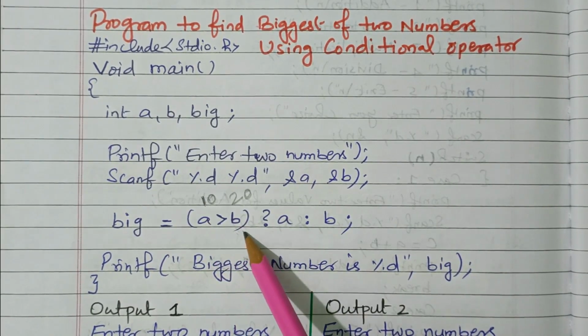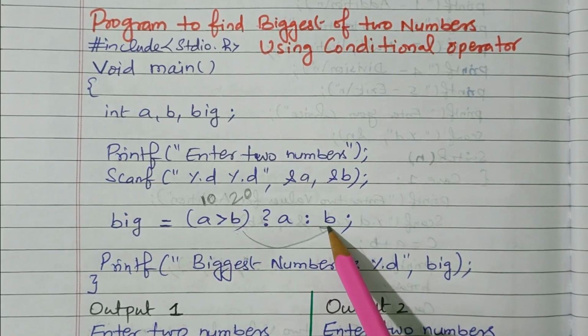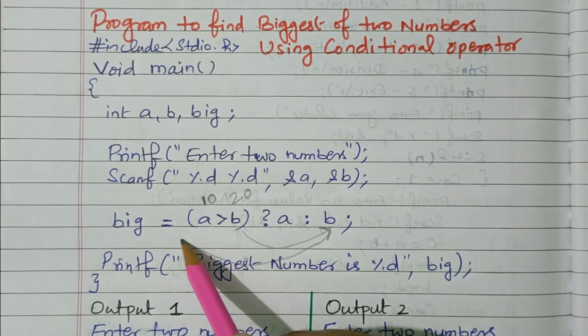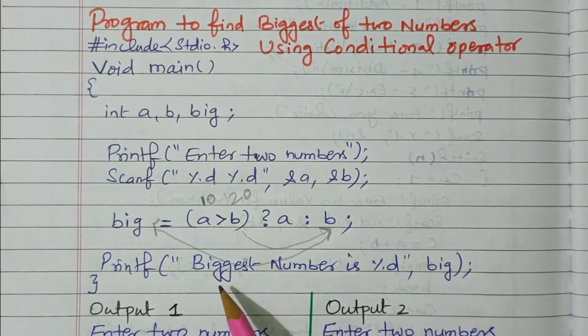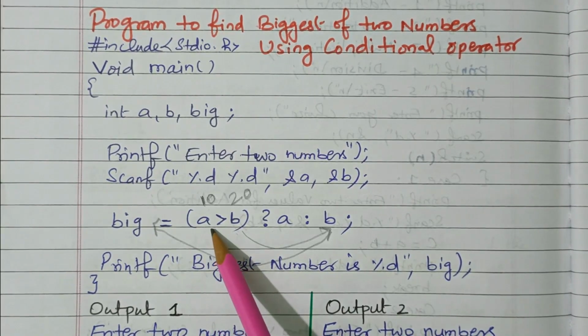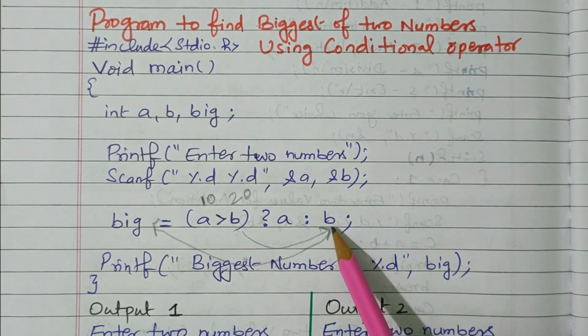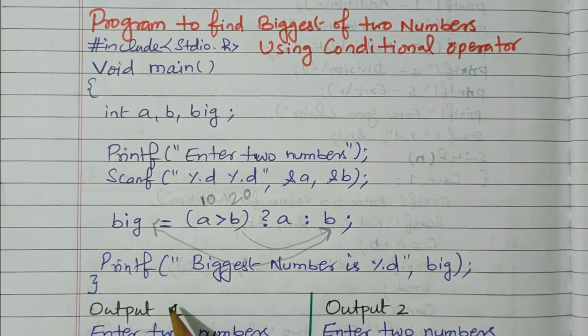The control will go to the second expression, B. So this value will be stored in the variable big. The condition is false, so it goes to the second expression, and that value will be stored in big.